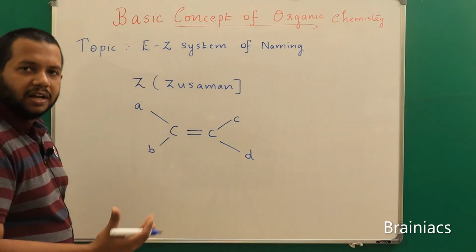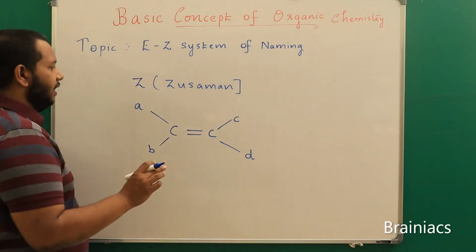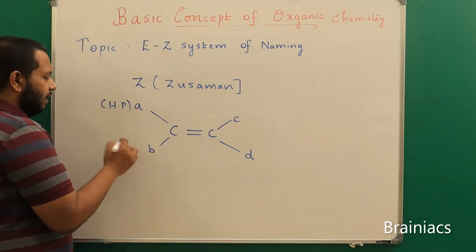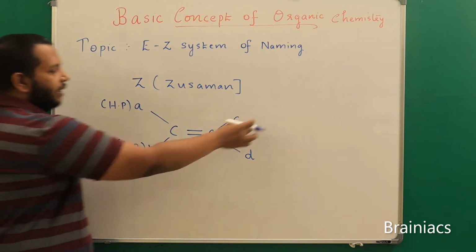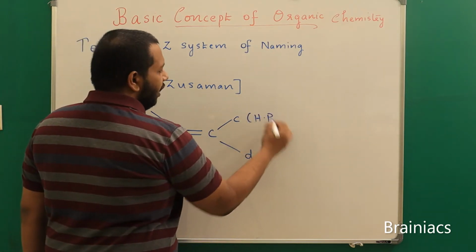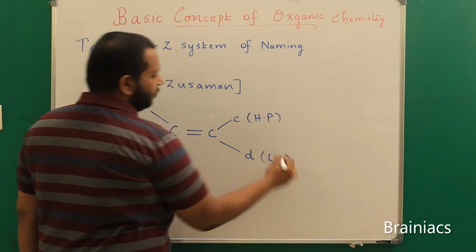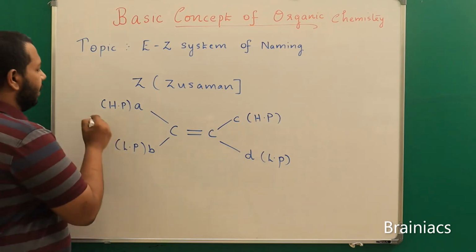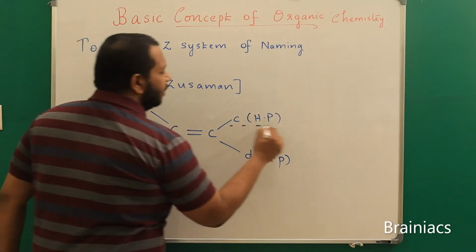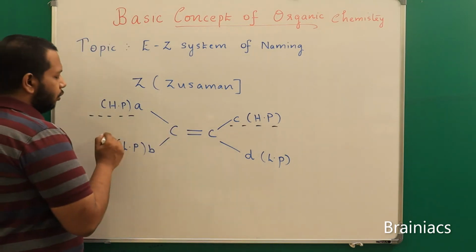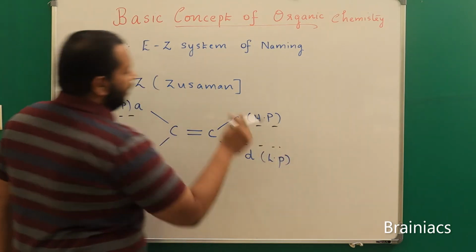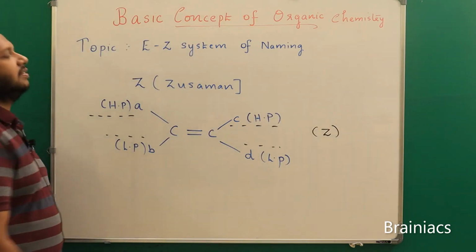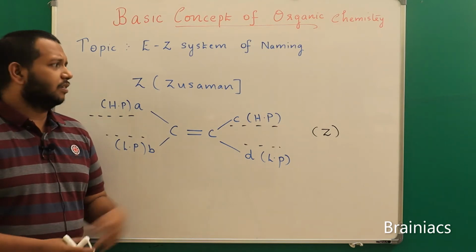Now you have started assigning priority for A, B, C and D. After assigning priority, you understood that this is of high priority. Comparing A and B, you understood this is low priority. Now comparing C and D, this is high priority and this is low priority. Now after assigning priority, when you are comparing, you understood that both high priorities are on the upper plane, or both low priorities are on the lower plane. In this case, we assign this system as Z system. Is that clear?